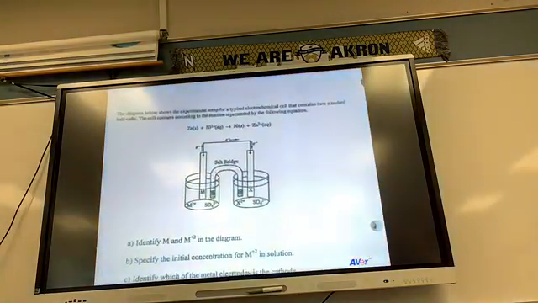Where'd you find out that information from? Oh, I see. If you look at the top, there's a balanced equation. That might help you. I see. Thank you.